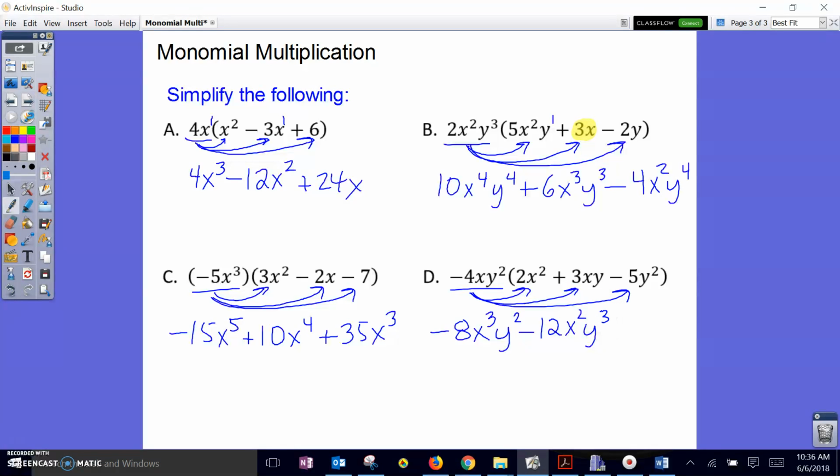And lastly, we distribute it through the negative 5y squared. Negative 4 times negative 5 makes it plus 20. X times, well, there's no x's, so we just bring the x. And then y squared times y squared gives us y to the fourth. And that concludes our video on multiplying monomials times various types of polynomials.